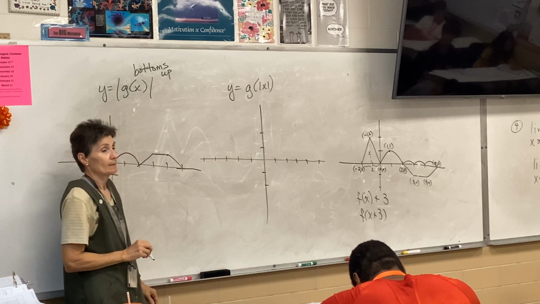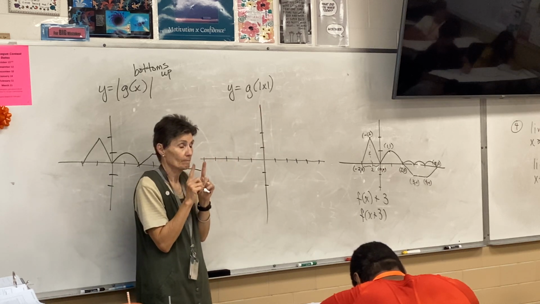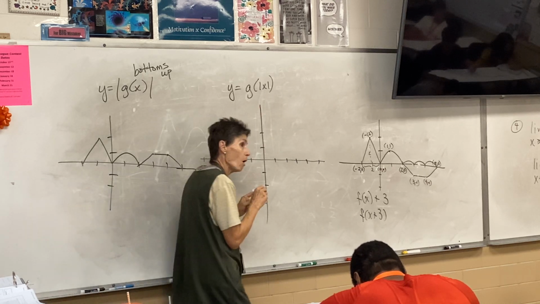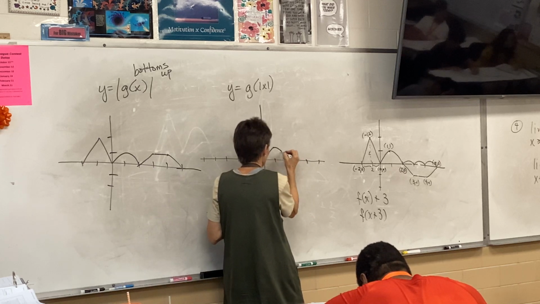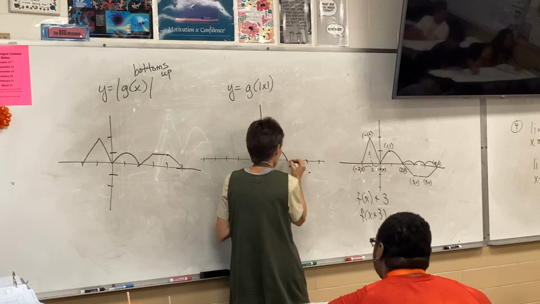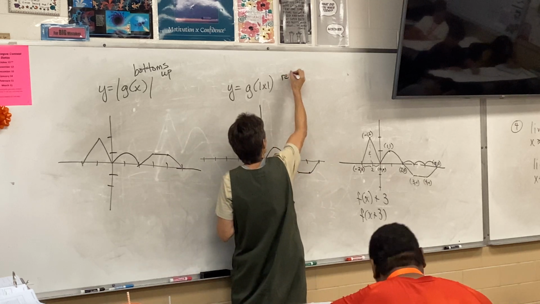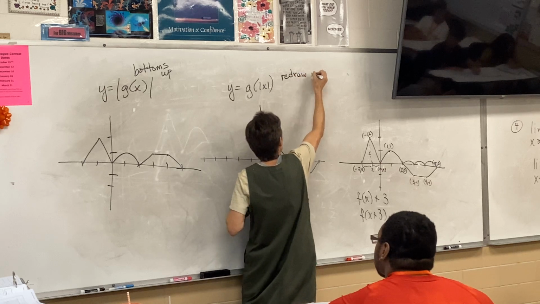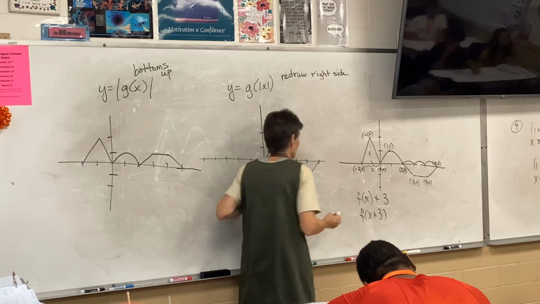When you take the absolute value of x, you draw the right side of the picture exactly as it is. So just redraw the right side of the picture, okay?